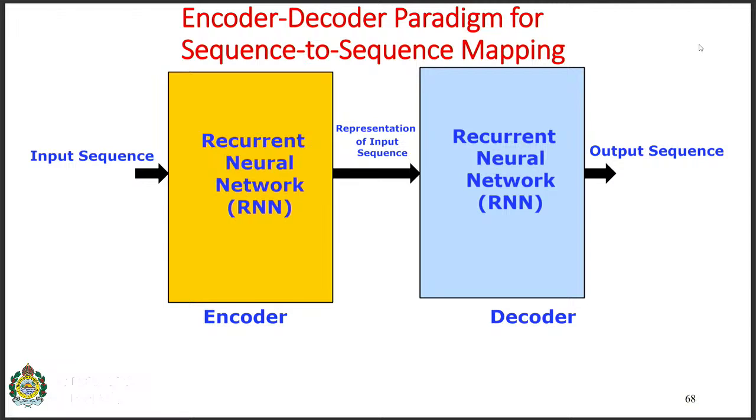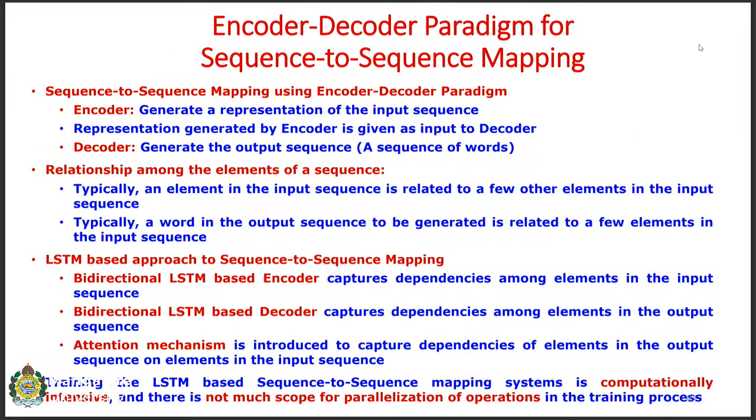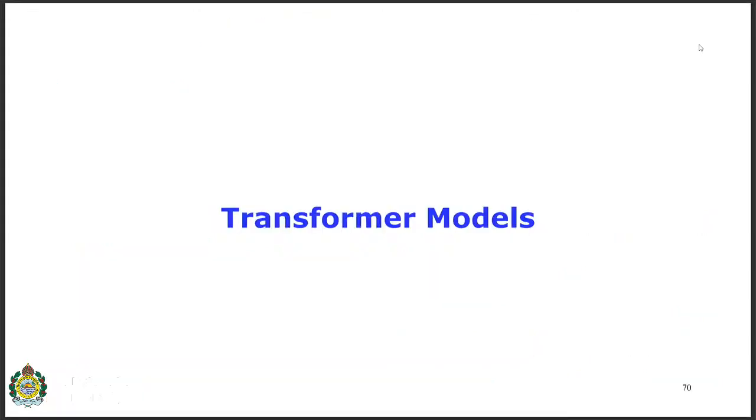One can use a standard RNN or an LSTM to do this task, but as I was saying, typically the training times are much larger, the number of parameters is much larger, and the scope for parallelization of the operations is not very high. That is where we are going to see how to overcome these limitations of the conventional methods by using what are called transformer models.